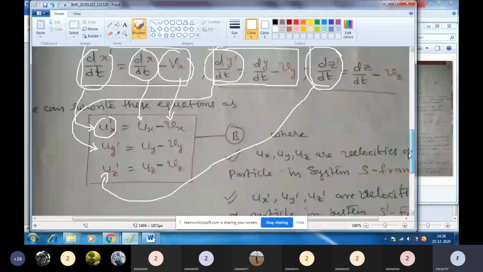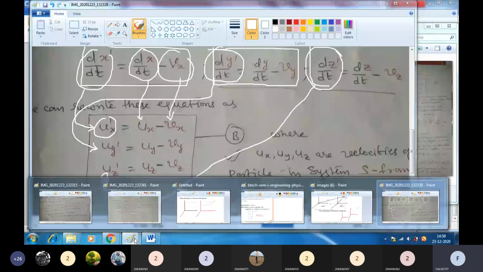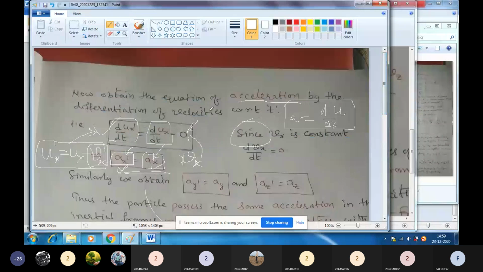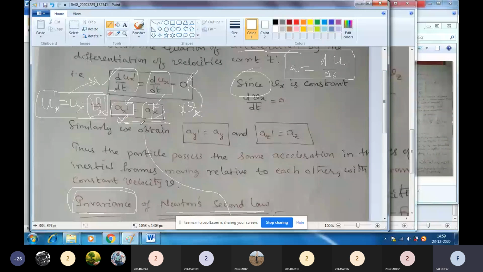Then if you differentiate these velocities with respect to time, you are going to get the acceleration. You had differentiated those three equations and you got the acceleration. Then what is the conclusion in this particular thing? The acceleration in both the frames is remaining the same.